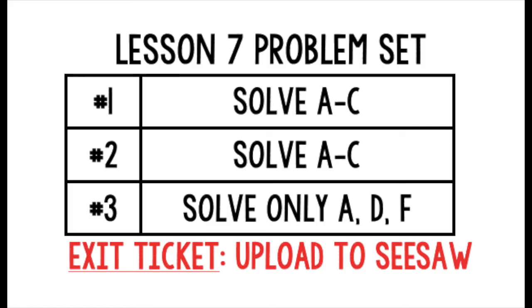For your problem set today, you're solving all of 1 and 2. Number 3, solve only A, D, and F, and then your exit ticket is pretty simple, and you can go ahead and upload that to Seesaw.